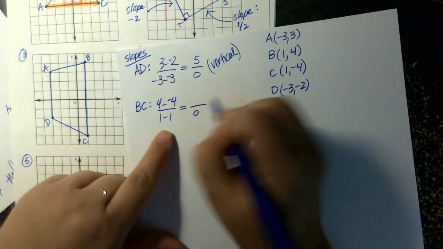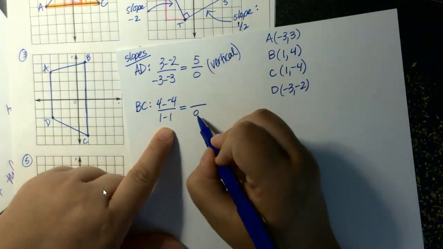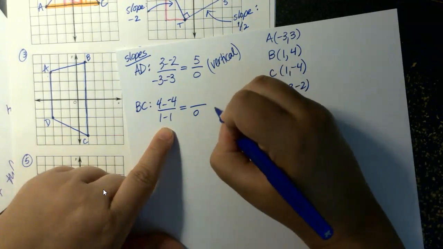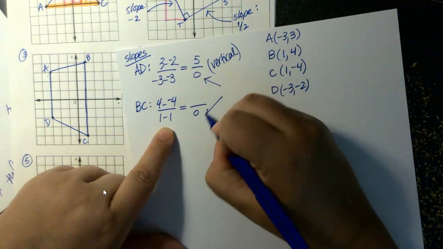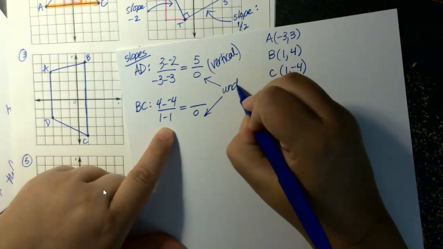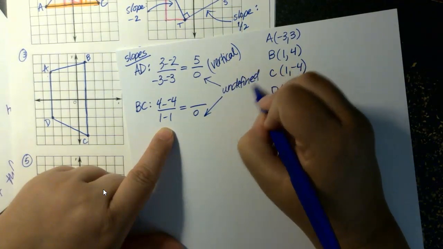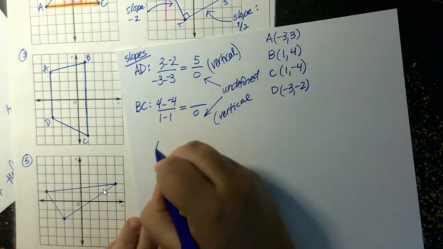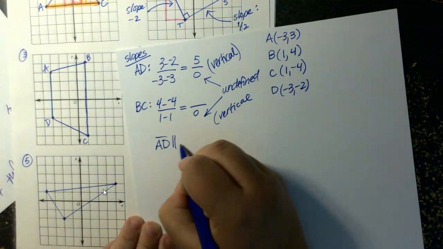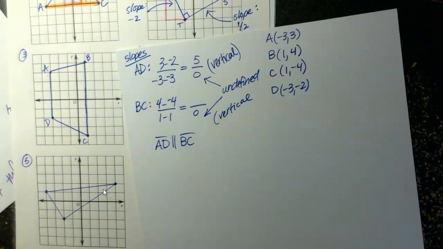Again, I'm going to have a 0 in the denominator. It really doesn't even matter what you have on top. If you have a 0 in the denominator, it is undefined, or no slope, which means I have a vertical line, or vertical segment in this case. So yes, these are parallel. AD is parallel to BC. So I do have a trapezoid, and so I'm going to use the trapezoid area formula.